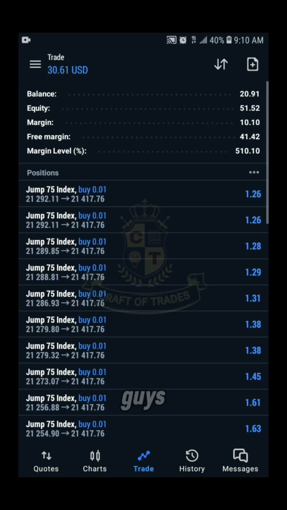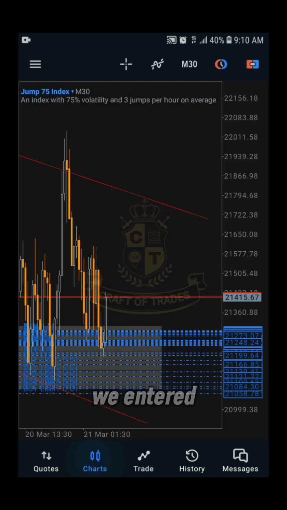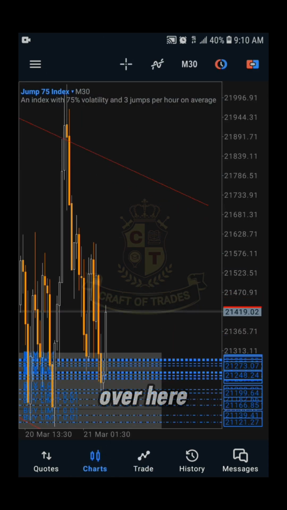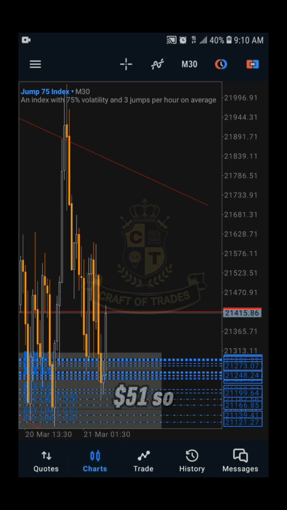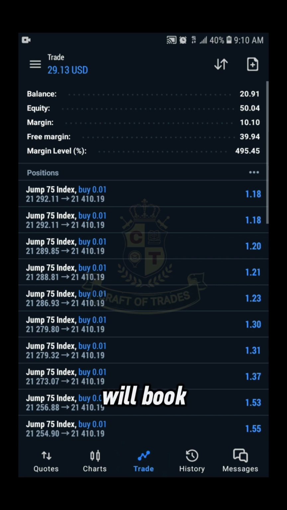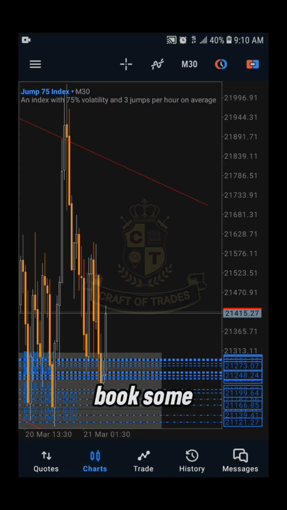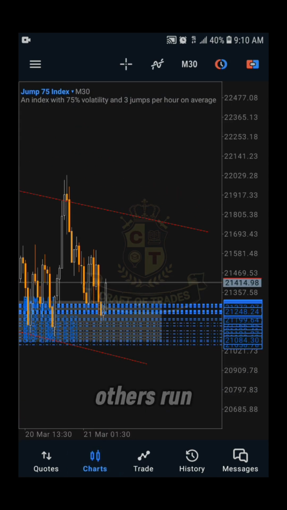A few moments later. So what's up guys, we're back again. The moment we entered our positions over here, the market went down and it triggered some of our buy orders and it spiked up. So now we are at $51. So now I will book some profit, and I leave the others to run.